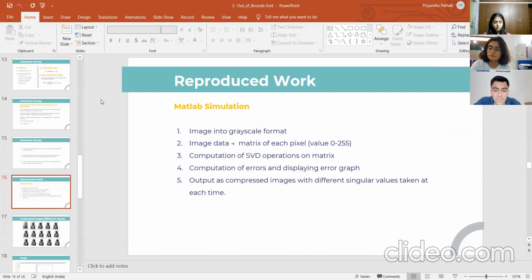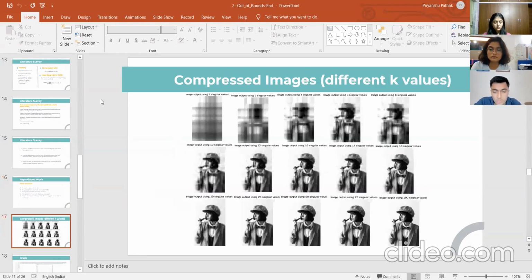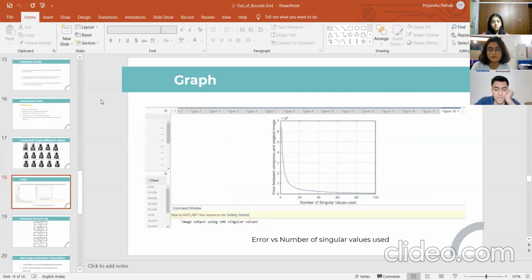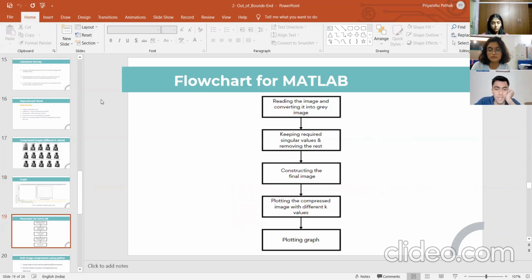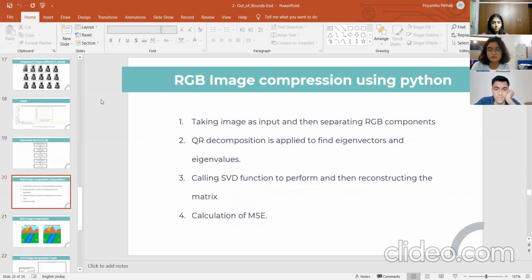So for the grayscale images, we use a MATLAB simulation where it takes little time to get the desired output. So basically, we convert the grayscale image into matrix form and then perform SVD on it, which yields us compressed images. Note that we have used 15 different K values so that the difference in image quality could be seen clearly. As mentioned before, it proves that as the value of K increases, the image quality becomes clearer. We also plotted a graph which compares the error in the compressed image with the number of singular values used. And this is a flowchart for the MATLAB simulation.